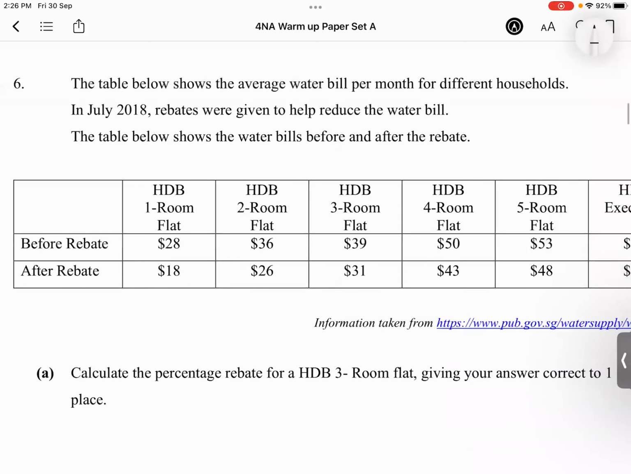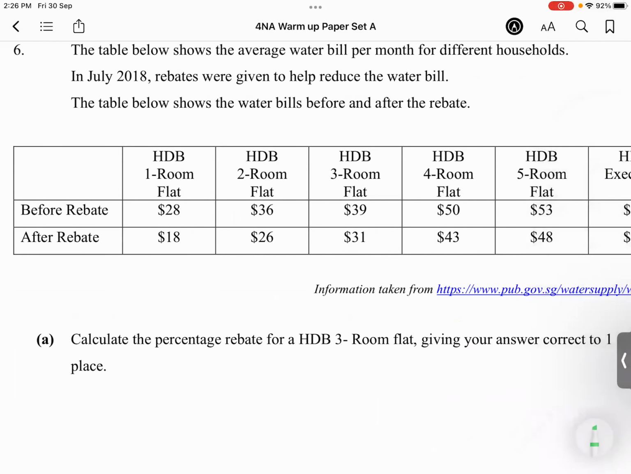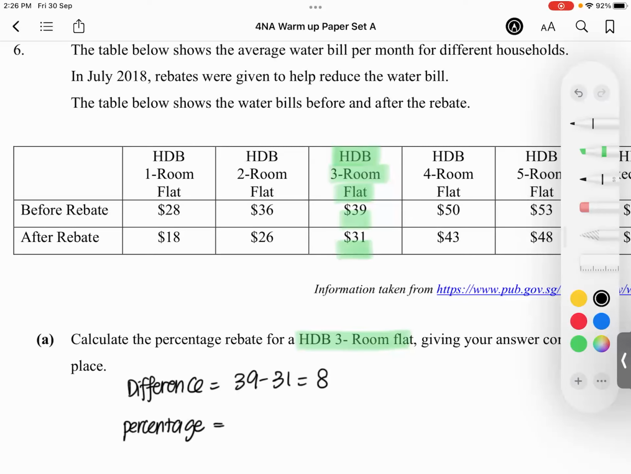Then the question here says calculate the percentage rebate for a HDB 3-room flat. So we know before and after. Let me find the difference first. The difference will be 39 minus 31, which is $8.